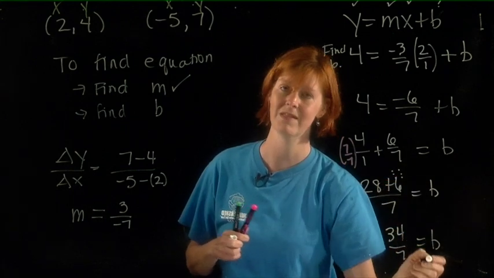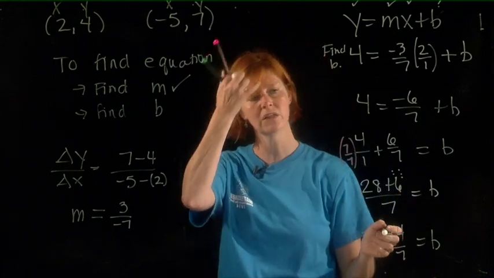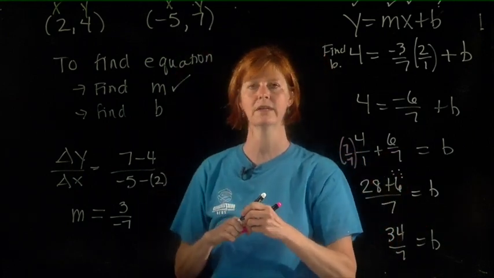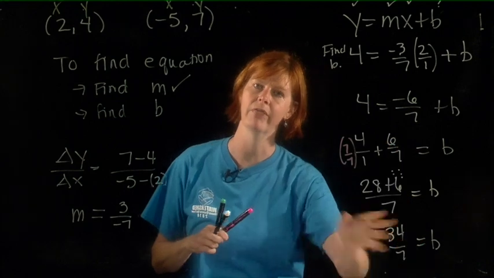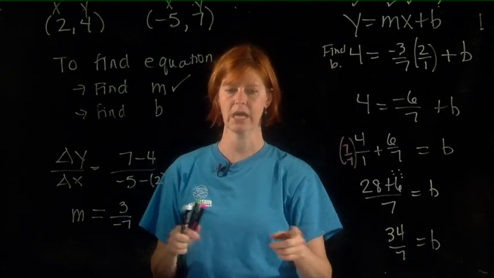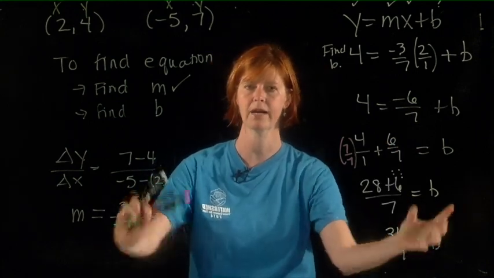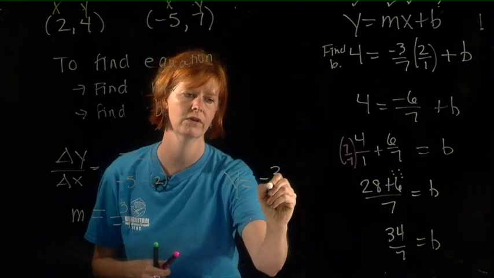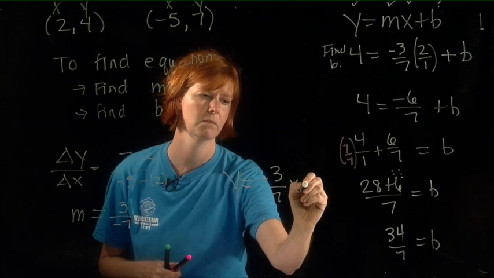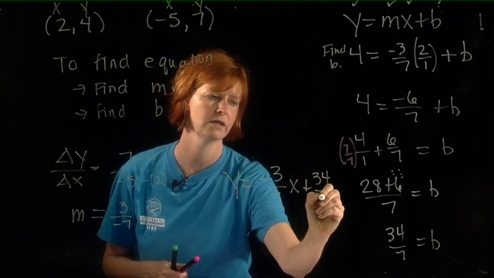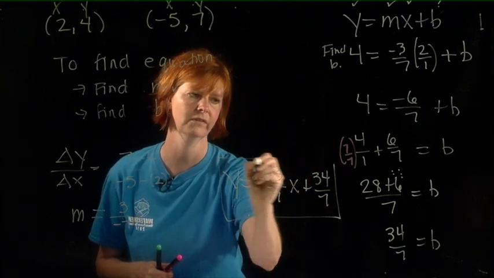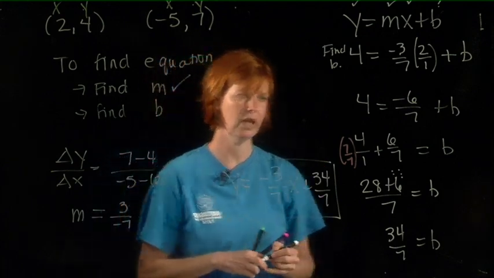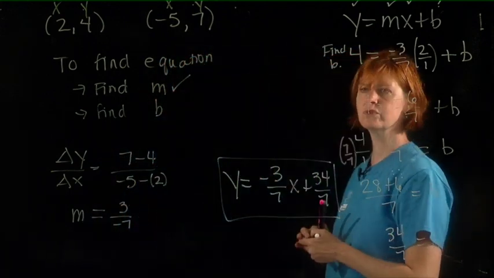Because I just made this up on the fly, we ended up in fraction land. I know you will probably use your calculator, and I'm fine with that, but I want to model that fraction work. Now I'm almost done. I have these two things. I need to put them together into an equation. So y equals negative 3 sevenths x plus 34 sevenths. There you go. That's the equation of your line that runs through those 2 points.